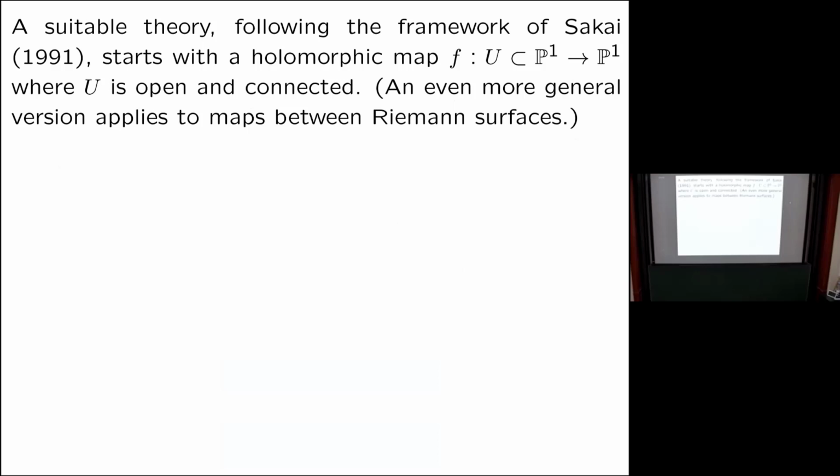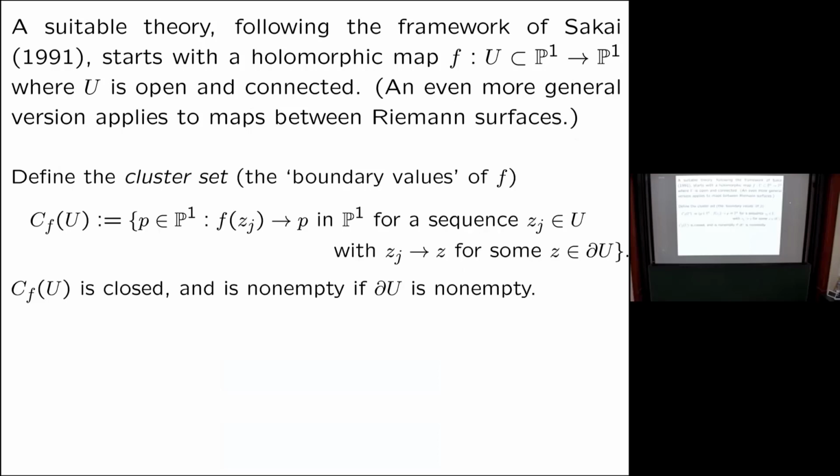And it starts, in this context, with maps from an open set U in P1 to P1. U is open and connected. You can also do it for general maps between Riemann surfaces. And you define the cluster set, which are the boundary values of F. So they're the points in the image which are the limits of F of Zj, for Zj in U going to some boundary point. So that's a generalization of the boundary values of F. And it's closed and it's non-empty if the boundary of U is non-empty.